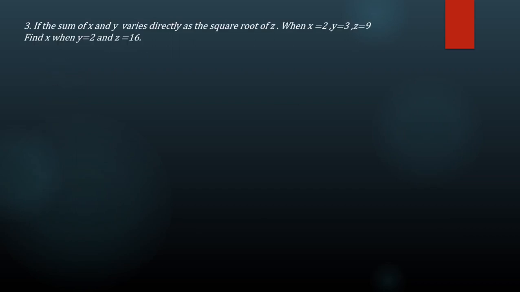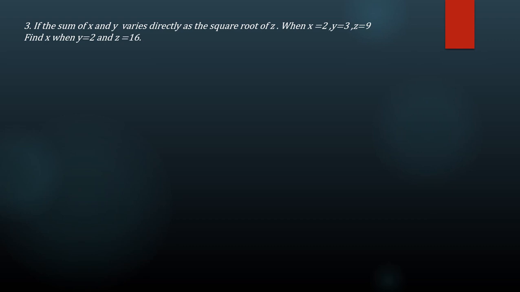So here it says, if the sum of x and y varies directly as the square root of z, when x is 2, y equals 3, z equals 9. Find x when y is 2 and z is 16.